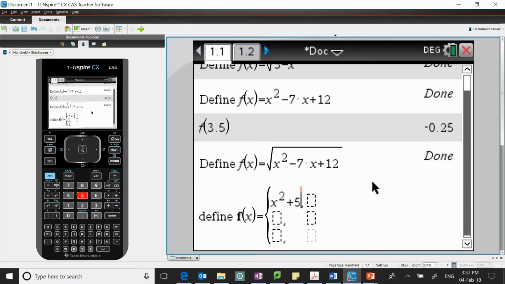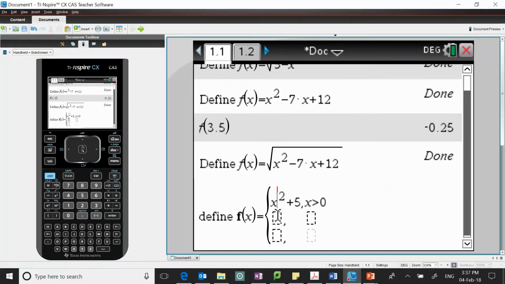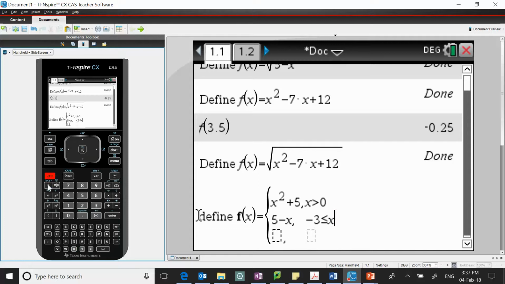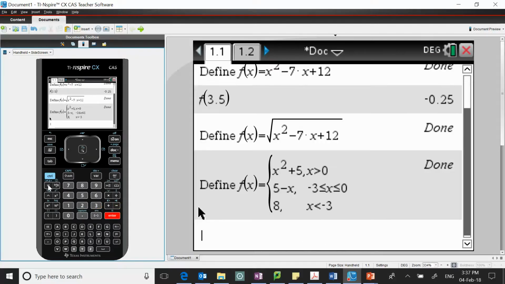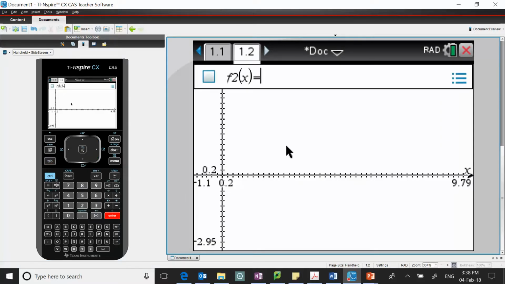So I'd select that, and a number of function pieces, I've got 3, and I can type in x squared plus 5, and I want x greater than 0. Just in case you didn't know where to get the greater symbol, control equals, and that's where you can get your greater than or less than symbols. Okay, and you can go down to the bottom and do 5 minus x, and then you say it's between -3 less than or equal to x less than or equal to 0. And then you go to the next one, it's 8, and x is less than -3.